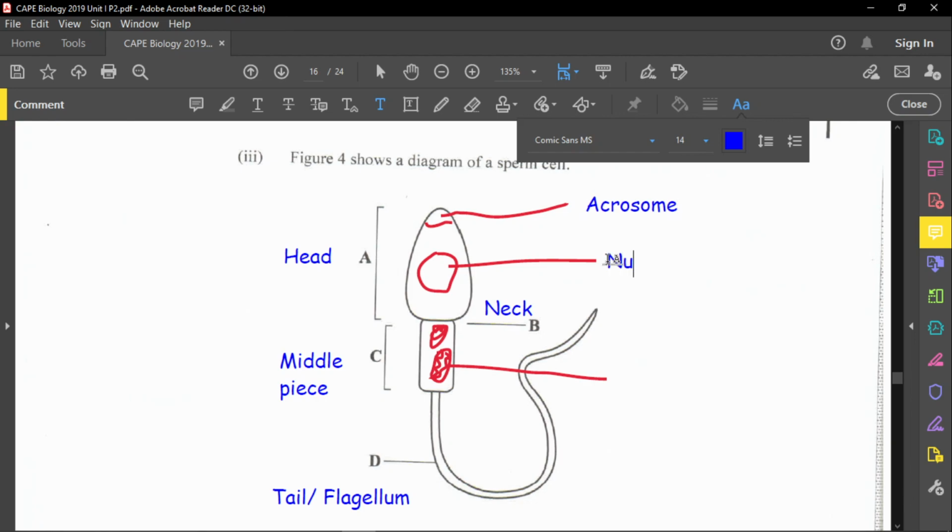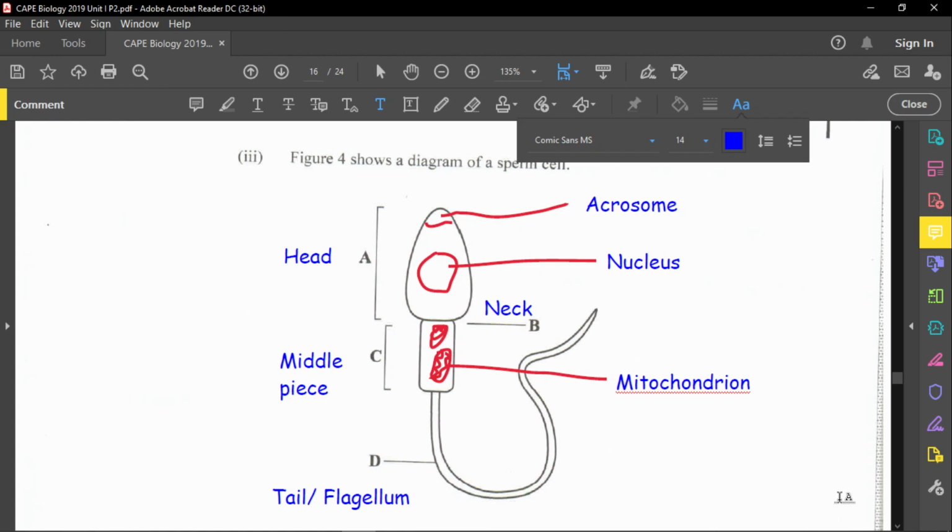And this will be the nucleus. And the nucleus is what contains the genetic materials that are necessary to combine with the genetic materials of the ovum to create a diploid zygote. And here we have mitochondria. So this will be a mitochondrion. All right, so that's a mitochondrion. And there are many of them in the middle piece. All right, and so let's get into the questions.